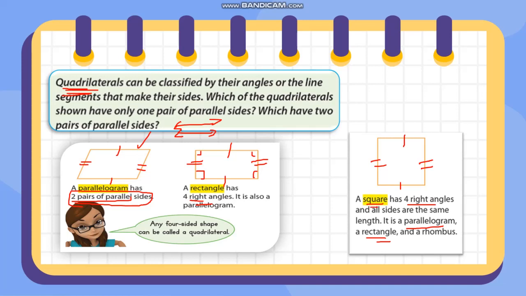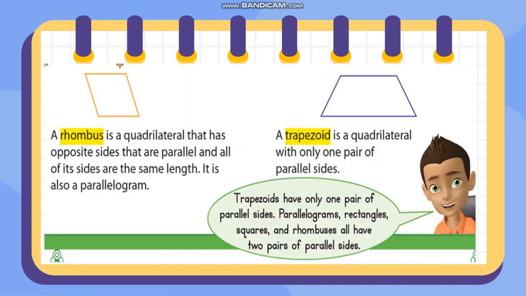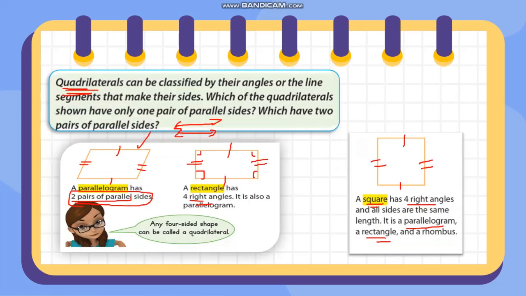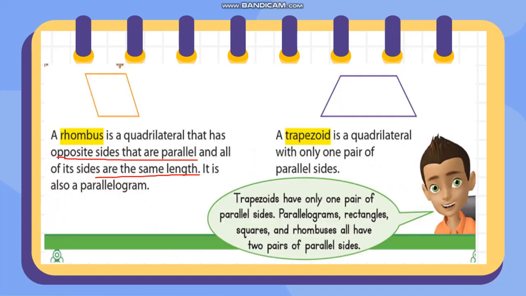Now, why is a square a rhombus? What do we mean by rhombus? When we say rhombus, it is a quadrilateral that has opposite sides that are parallel and all of its sides have the same length. So when we go back to the meaning of square, a square has sides of the same length and is also a parallelogram. So it means a square is also a rhombus, based on their properties.